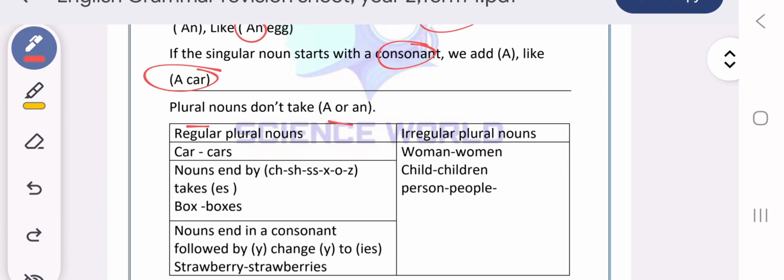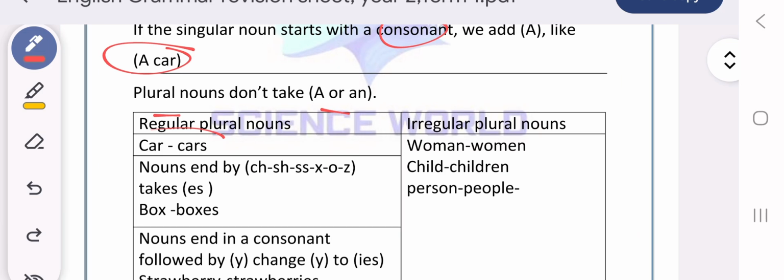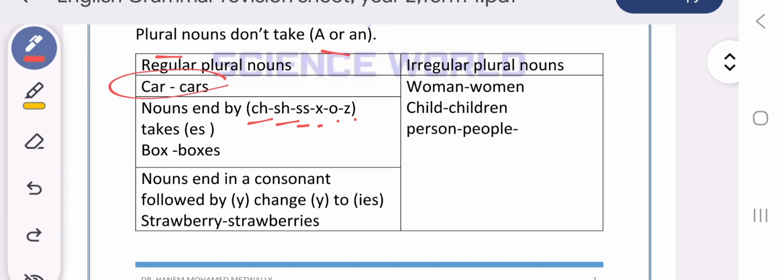Now let's talk about plural. Plural, it means many nouns, like a lot of cars, a lot of girls. So we can put S for car because this is normal, cars. But if the noun ends with CH, SH, SS, X, O, or Z, we are going to add ES. Yes, super. Now, nouns end with Y.